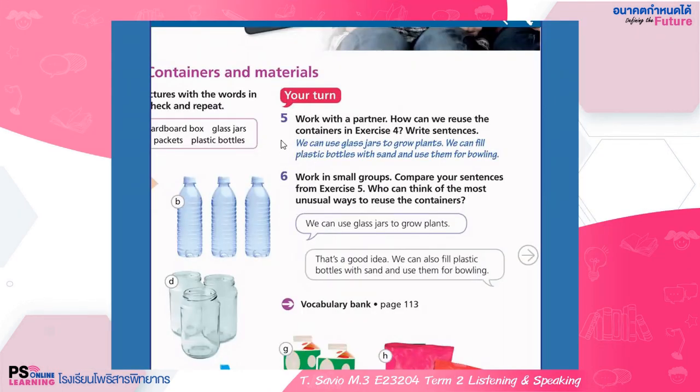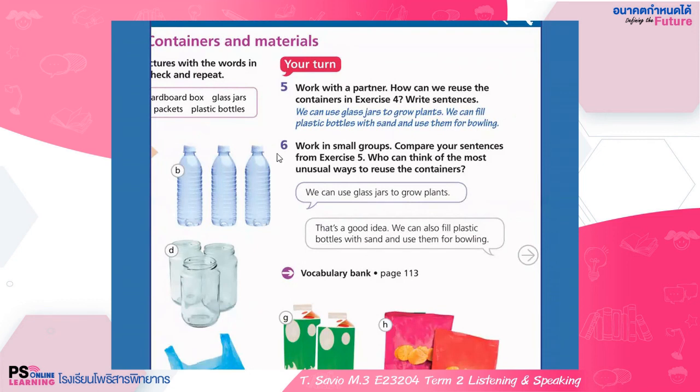Exercise 5. Work with a partner. How can we reuse containers in exercise 4? Write sentences. Example: we can use glass jars to grow plants. We can fill plastic bottles with sand and use them for bowling. Okay, these are very creative ideas. So you can think about the vocabulary for exercise 4 and think of how you can recycle these items.